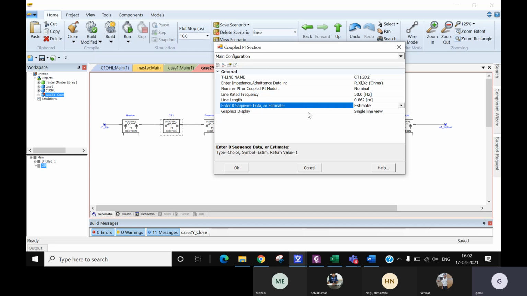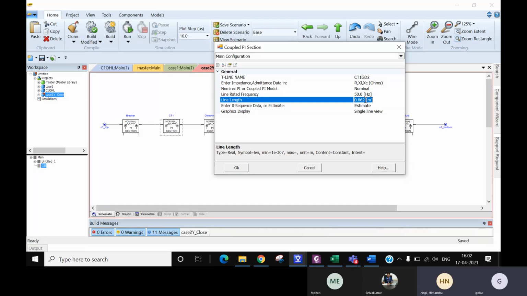The software is going to do that. It is going to estimate it. So on the next page, now you know how to take this value, right? 0.862 from the AutoCAD file. You should get that file from the customer. And this is 50 hertz, which you can get from the system frequency.